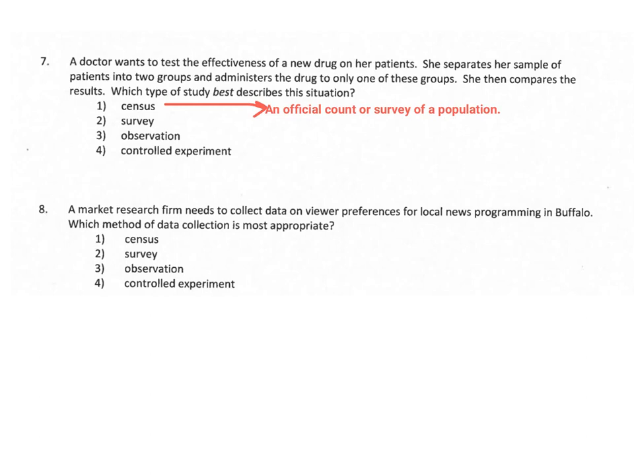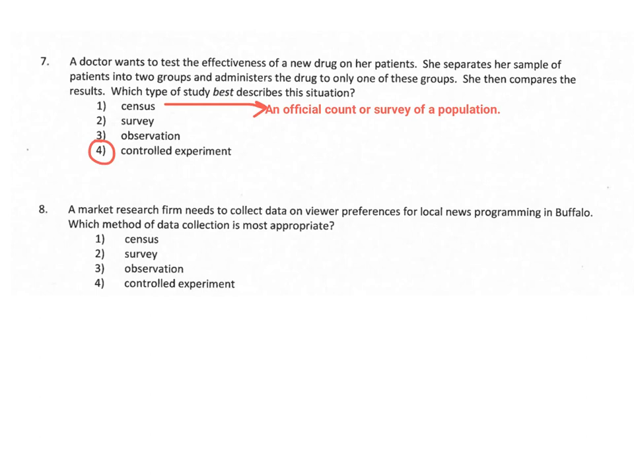All right, so number 7, the doctor wants to test the effectiveness of a new drug on her patients. She separates her samples of patients into 2 groups and administers the drug to only one of these groups. Because she's breaking them up into 2 groups and one group is getting the medication and the other isn't, this is definitely an example of choice 4, a controlled experiment. She's manipulating the environment. She's administering the drug to one group and not the other.